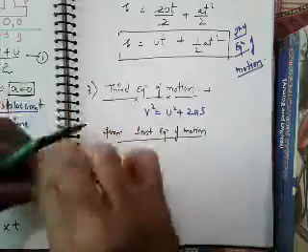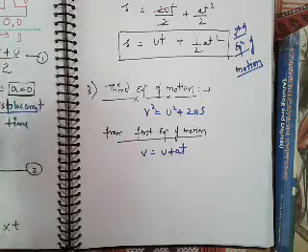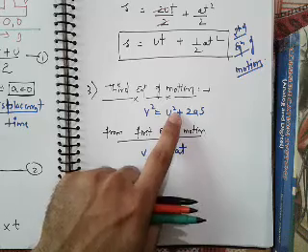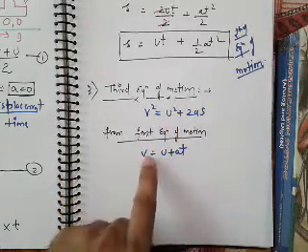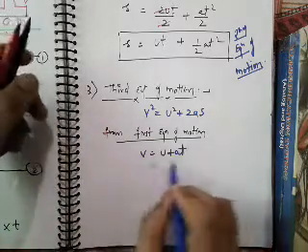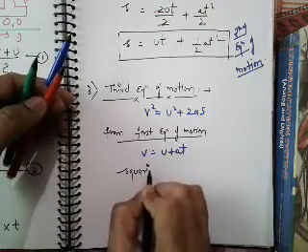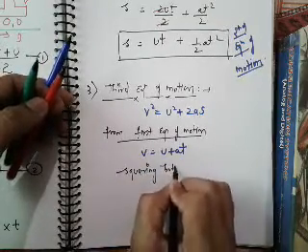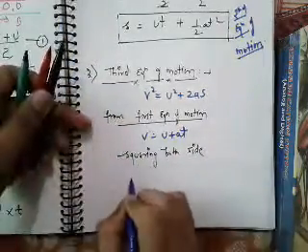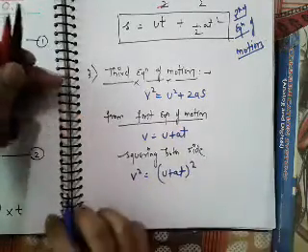what is the first equation of motion? v is equal to u plus at. Since v has a square and u also has a square in the third equation of motion, we just have to square the first equation of motion on both sides. So just square this first equation of motion, squaring both sides. So what we got? v square is equal to (u plus at) whole square, like this.